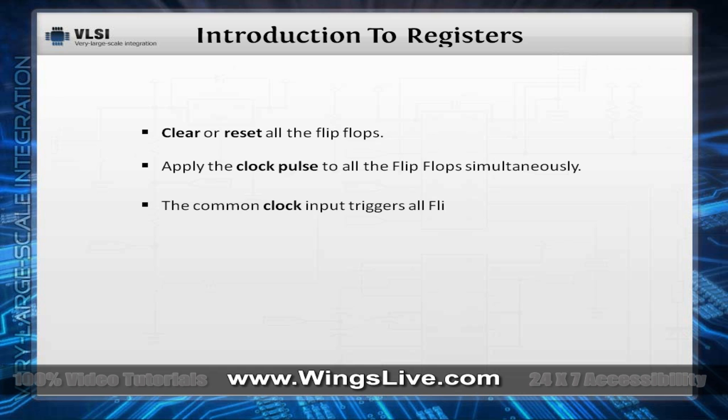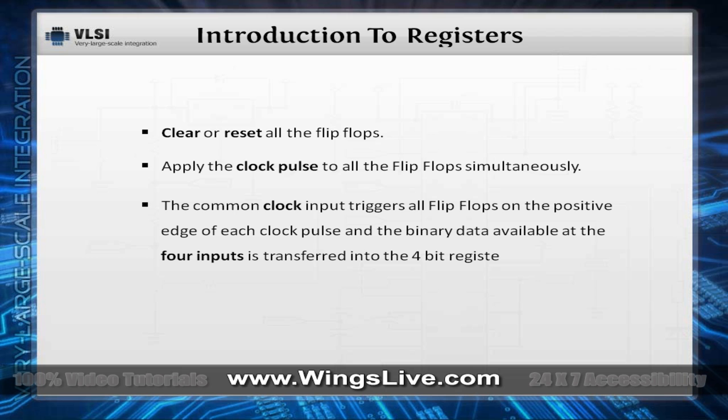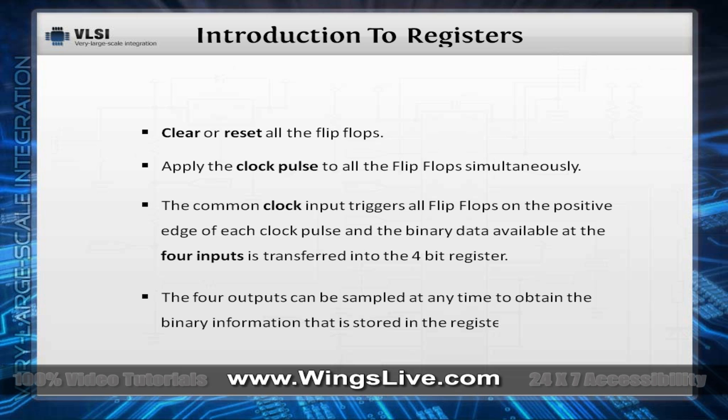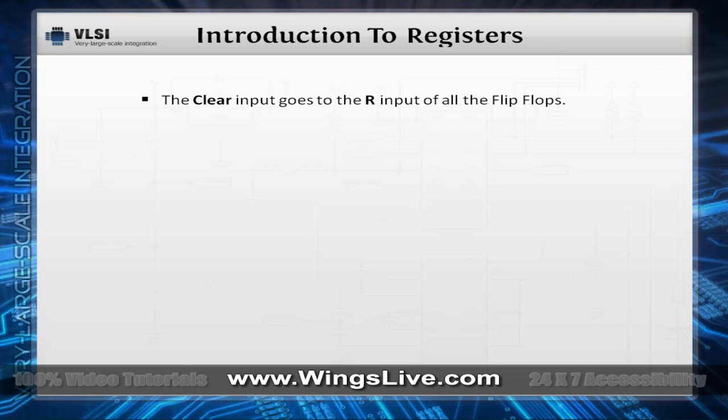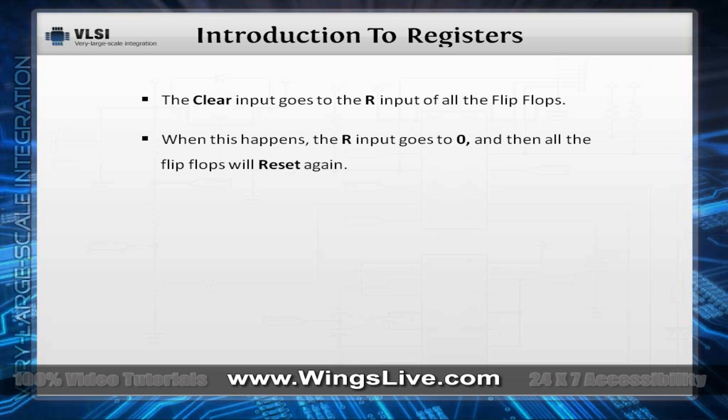The common clock input triggers all flip-flops on the positive edge of each clock pulse, and the binary data available at the 4 inputs is transferred into the 4-bit register. Now, the 4 outputs can be sampled at any time to obtain the binary information that is stored in the register. The clear input goes to the R input of all the flip-flops. When this happens, the R input goes to 0, and then all the flip-flops will reset again. Here, R is nothing but reset.